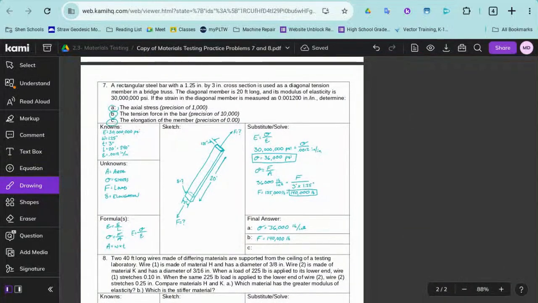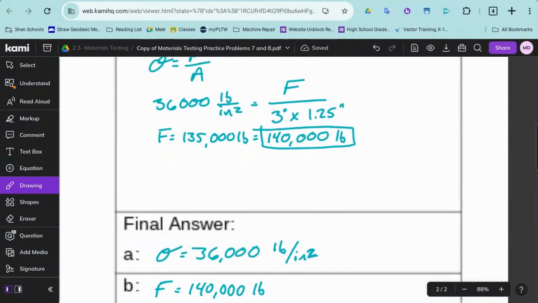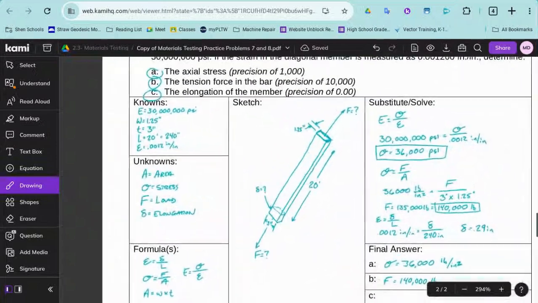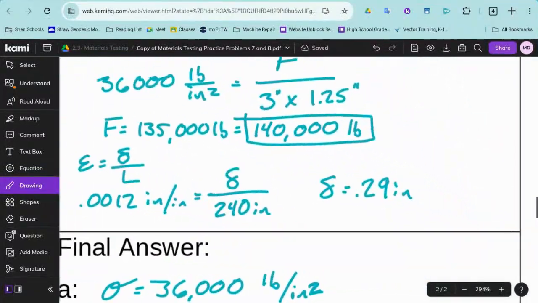And finally, for C, we're looking for the elongation in that member, and so we'll use our strain formula here, where strain equals elongation over original length. And we'll plug in what we know about our strain, which is 0.0012 inches per inch. It's equal to our elongation divided by that 240-inch original length. Multiply both sides by 240, and our elongation comes out to about 0.29 inches, rounded to the hundredths place.